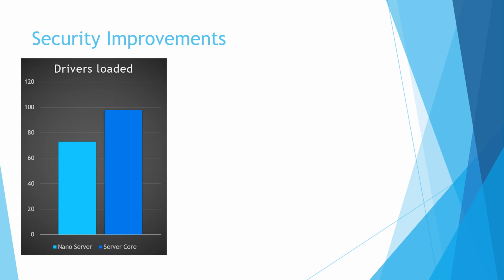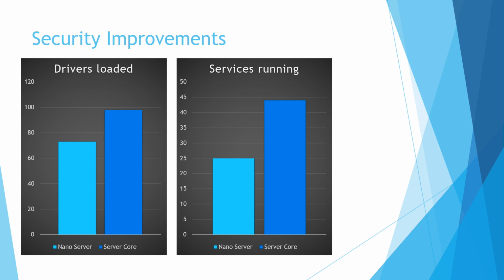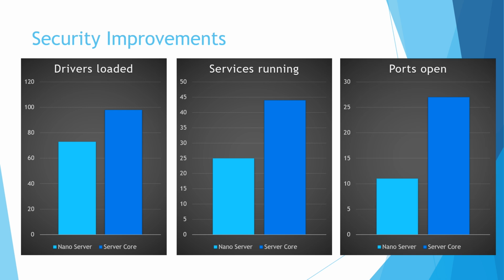Security. Drivers. I mean, every driver is one more that you wish you could run without. On Nano Server compared to Server Core, we've reduced that footprint by about a quarter. Services running, so this is always a great thing to do when you first spin up your Nano Server VM, is take a look at the list of services. Looks a lot better than Server Core. And open ports. For those of you security conscious folks, I know that jumps out at you right away. Going from about 27 to 12, I believe.